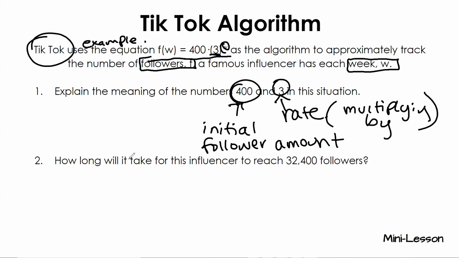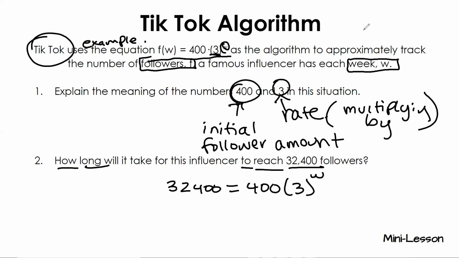So the next question says, how long will it take for the influencer to reach 32,400 followers? So if I'm writing this on my paper, I would say, how long to reach 32,400? Okay. Now what I'm going to do is I'm going to take my equation and set it equal to 32,400. Everybody have that down on their paper? Now we're going to solve for W.